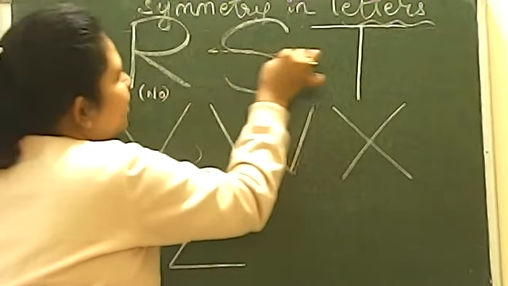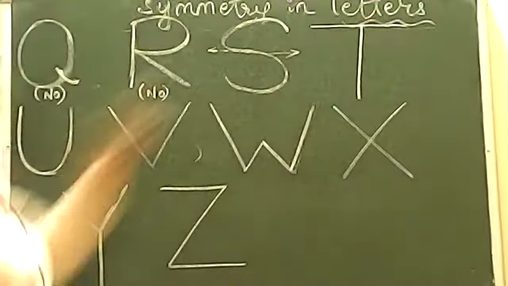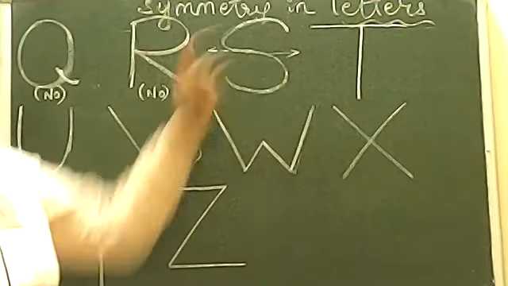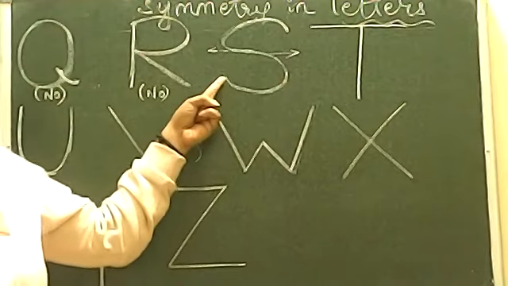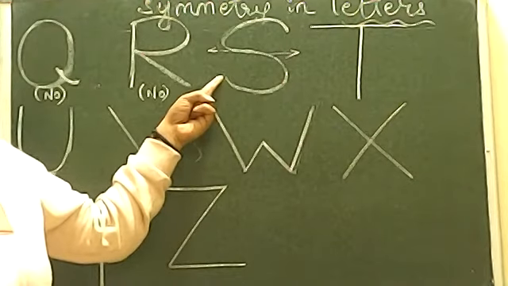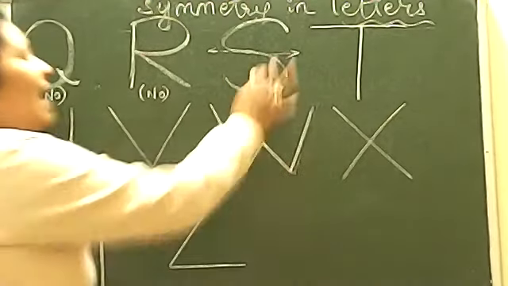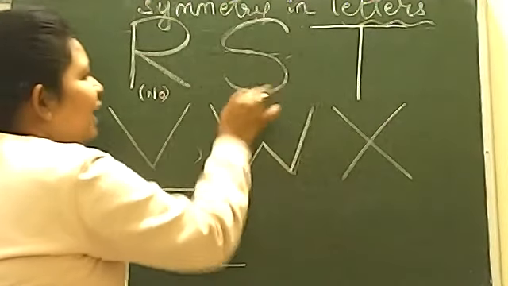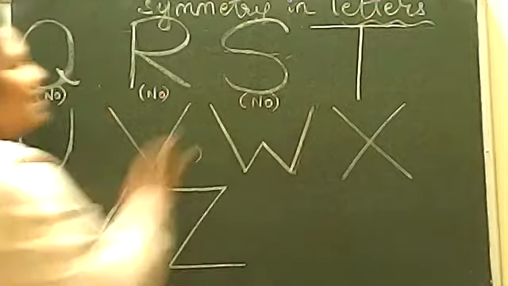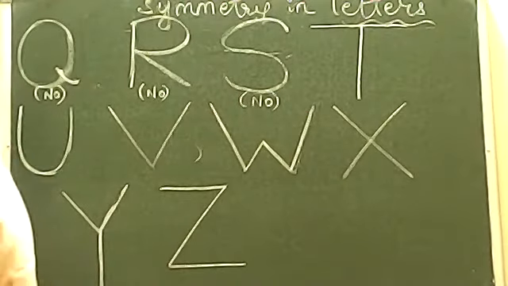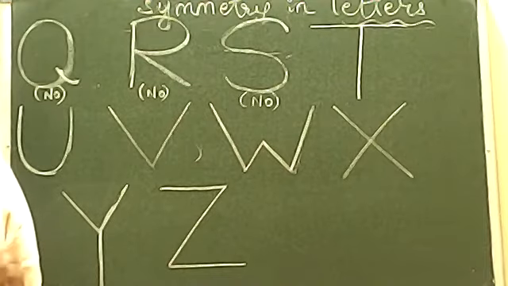Now look at here. If I draw horizontal, this line is coming towards the right side and this line is coming towards the left side. So they will not be exactly mirror half of each other. So remember, S is not having any line of symmetry. So many students get confused with the alphabet S. S is not having any line of symmetry. Okay.